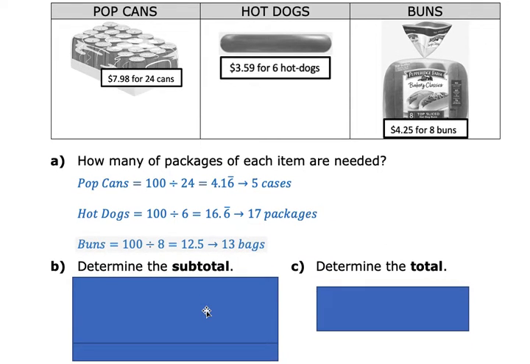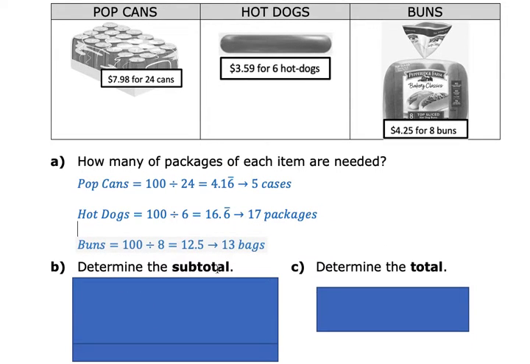Our next question says, determine the subtotal. Remember that the subtotal is the price without tax included. So we have 5 cases, and for each case we pay $7.98, so we can multiply 5 times $7.98. For the number of hot dogs, we have 17 packages. We can multiply that by the $3.59 per package. And then lastly, we're buying 13 bags of buns, so 13 times the price for 1 bag.